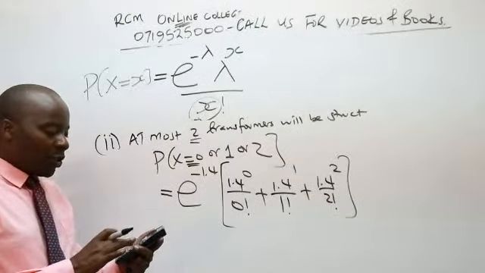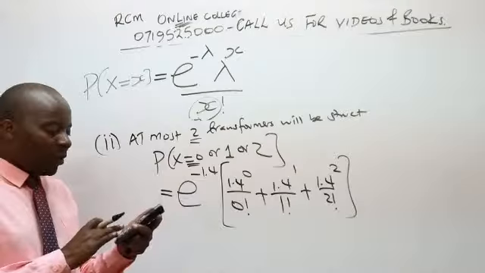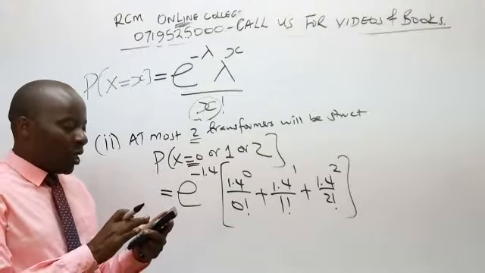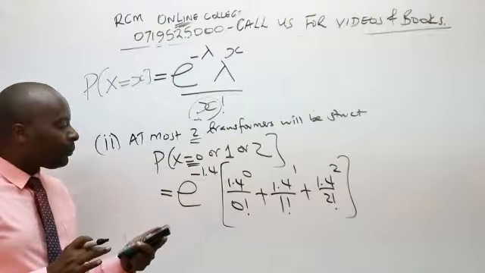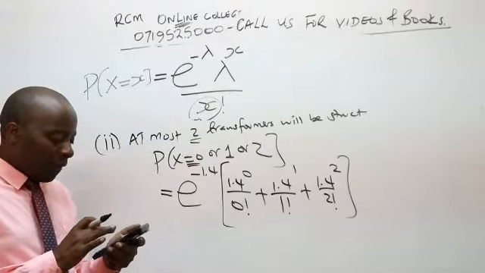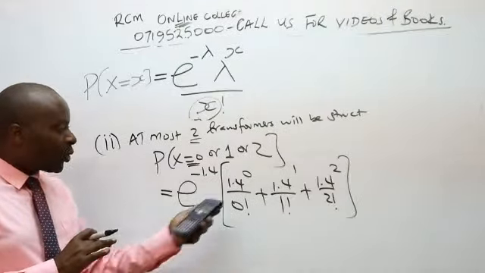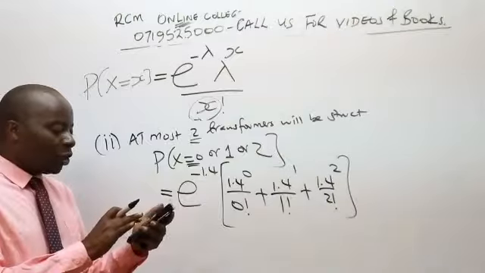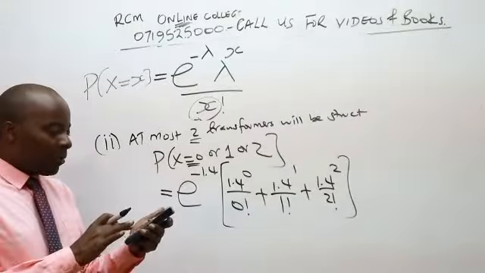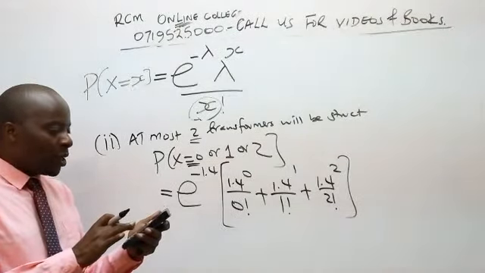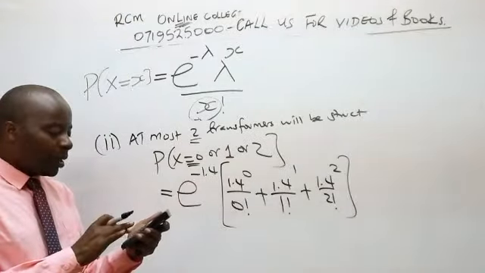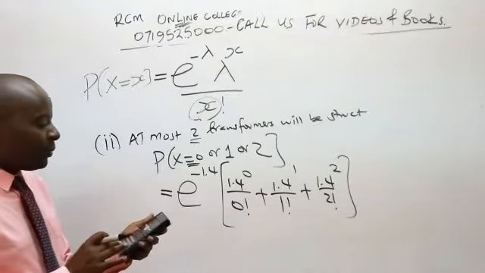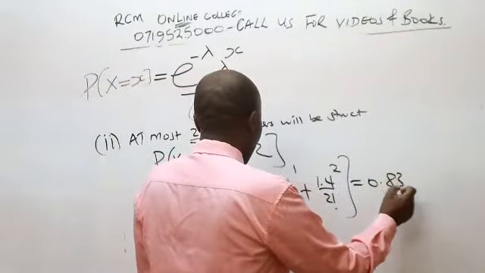So first of all, e. So we have shift e, minus 1.4. You say equals first. And then we have times open bracket, 1.4 raised to 0 divided by 0 factorial, plus the second term, 1.4 raised to 1 divided by 1 factorial, plus 1.4 raised to power 2 divided by 2 factorial, equals. So what I'm able to get here, ladies and gentlemen, the final answer is 0.8335.